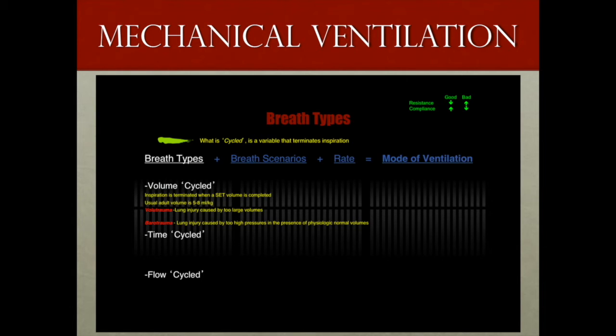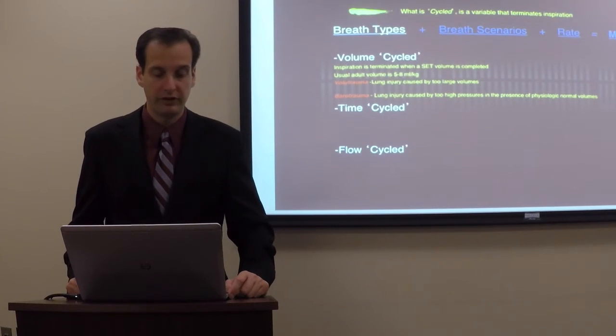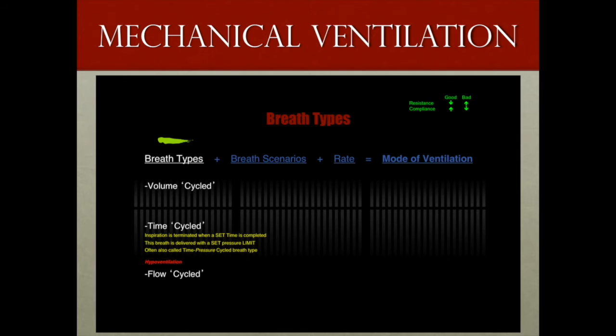The reciprocal choice to volume cycle breath types is time cycle breath types. And really, time cycle breath types should be called time cycle pressure limited breath types. And this means that a breath will be given, and it will be given for a set amount of time. Once that time is up, then inspiration is terminated.